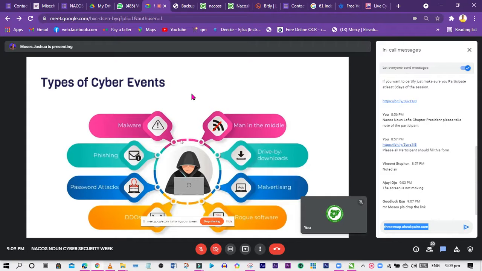Right now, I explained that we have different cyber events that can happen in an IT infrastructure. These are the different ways by which an attacker can attack your system: by malicious software, which is malware, man in the middle attack, somebody replying on behalf of you.